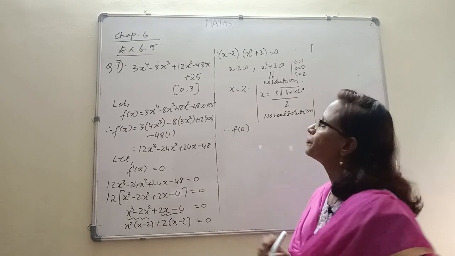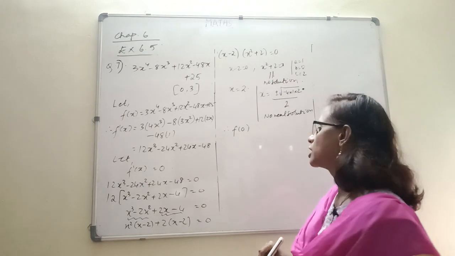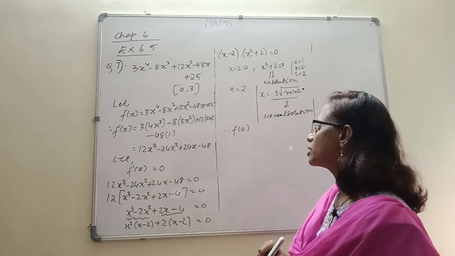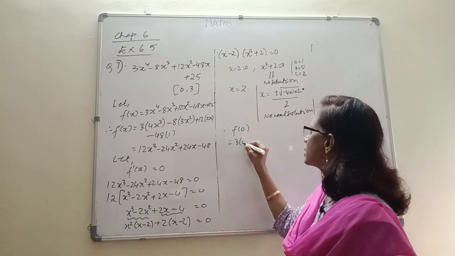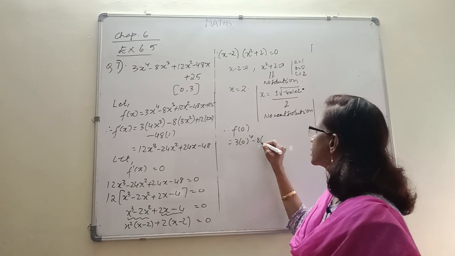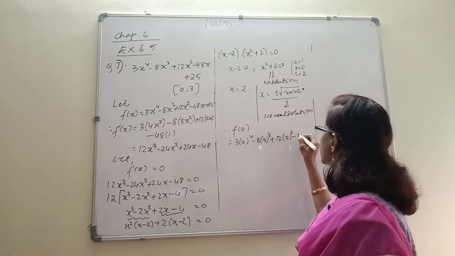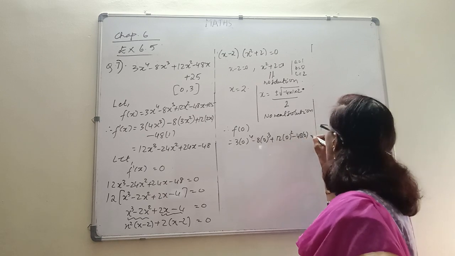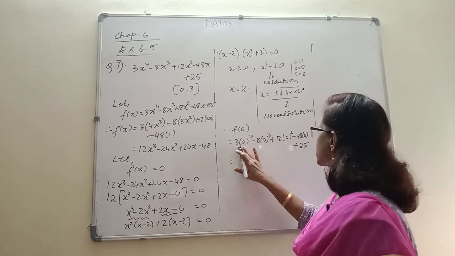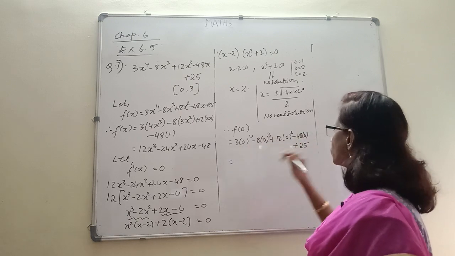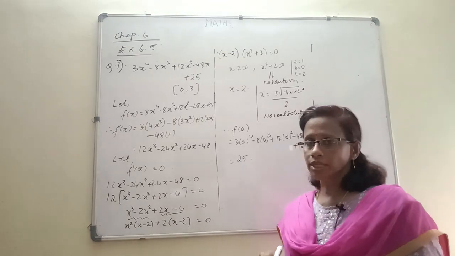So let's find f at 0. F at 0 means to the function substitute 0 and check how it comes. So the function is going to be 3 times 0 raised to 4 minus 8 times 0 raised to 3 plus 12 times 0 squared minus 48 times 0 plus 25. So all this is going to be 0, this is going to be 0, this is going to be 0. Finally, you're going to get 25. So you're getting the function's value at 0 as 25.